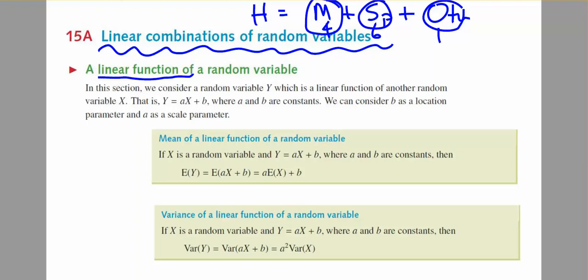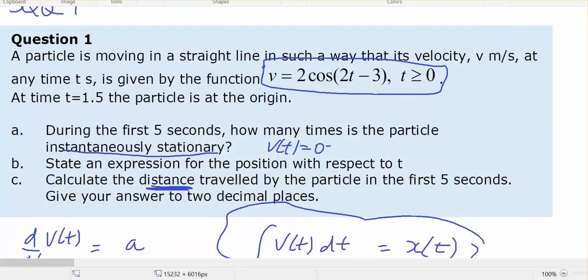So in this section we consider random variable y, which is a linear function of another random variable x. In this particular case, y equals ax plus b. In my particular case here, I would have h equals 1 times methods plus 1 times specialist plus 1 times other. So I'm going to think about this random variable, and I'll get an idea of what happens to the mean. And bear with me for a little minute with this example.